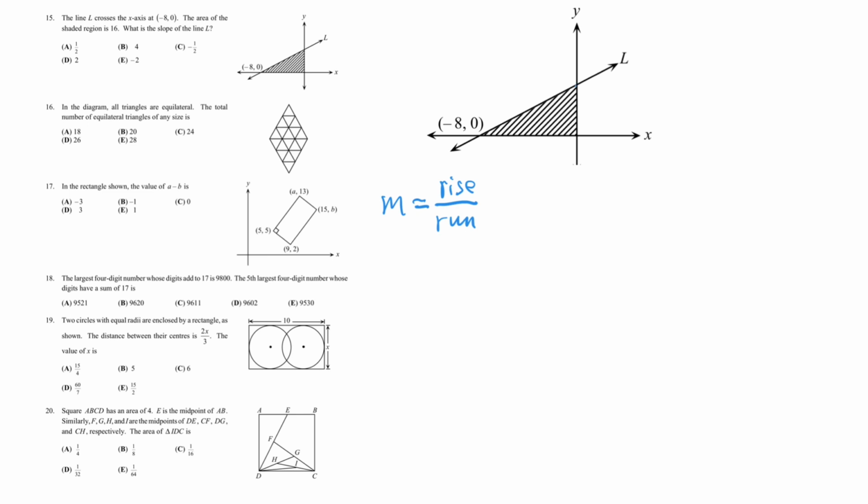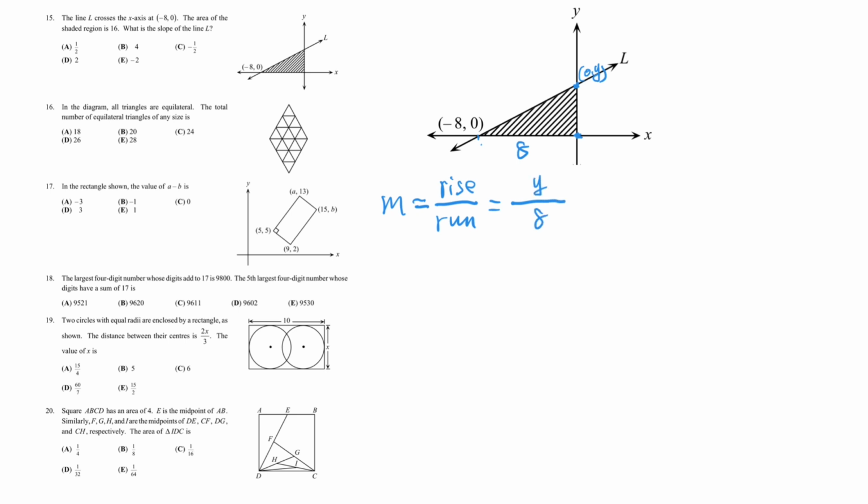For this problem, the rise is here. We don't know this part. So this point we can write as (0, y). And the run is from here to the origin, that's 8. So we need to know what's the y, that's the rise.